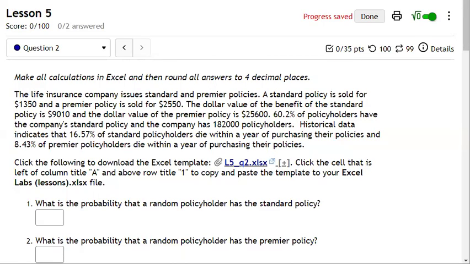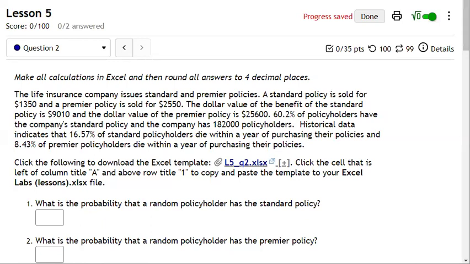All right, in question 2 of lesson 5, we're going to apply Bayes' rule. Bayes' rule is a way you get a conditional probability from other conditional probabilities, related conditional probabilities, and marginal probabilities. Now, in this example, a life insurance company issues standard or premium policies.